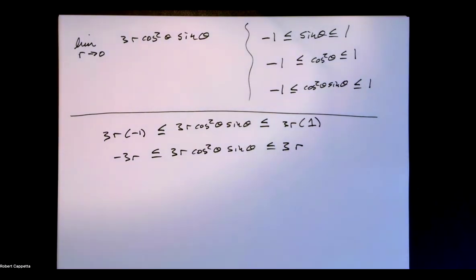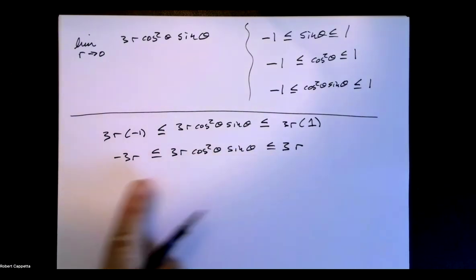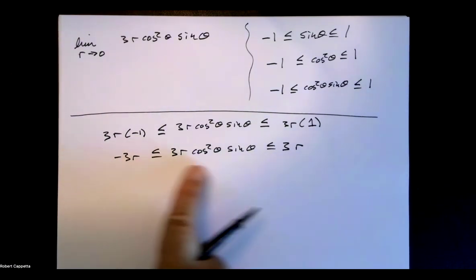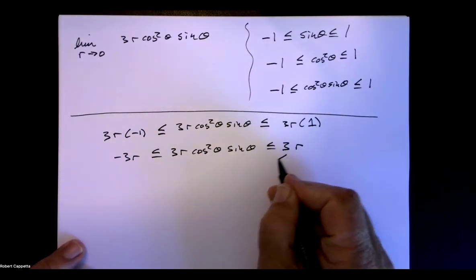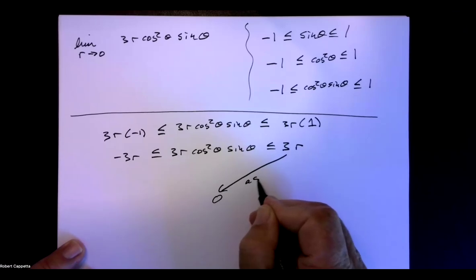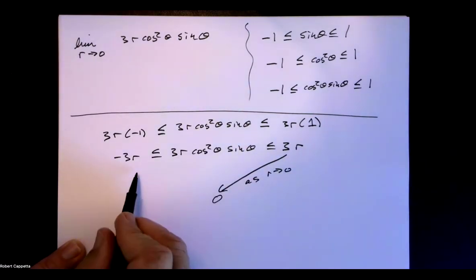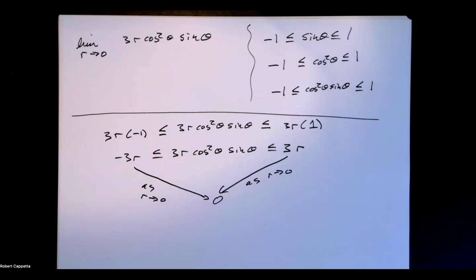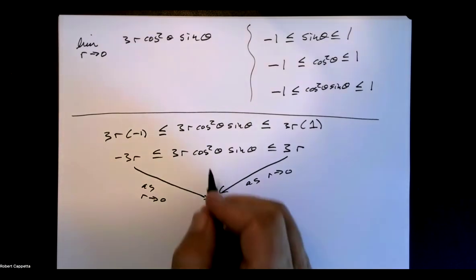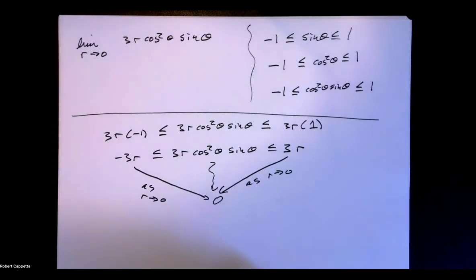Now, is this enough for us to determine what the limit will be as r goes to 0? So think about that for a second. As r goes to 0, what happens here? Well, as r goes to 0, 3r goes to 0. Similarly, as r goes to 0, -3r goes to 0. And this is squeezed in between two things that head towards 0. Therefore, by the squeeze theorem, that limit has to also be 0.